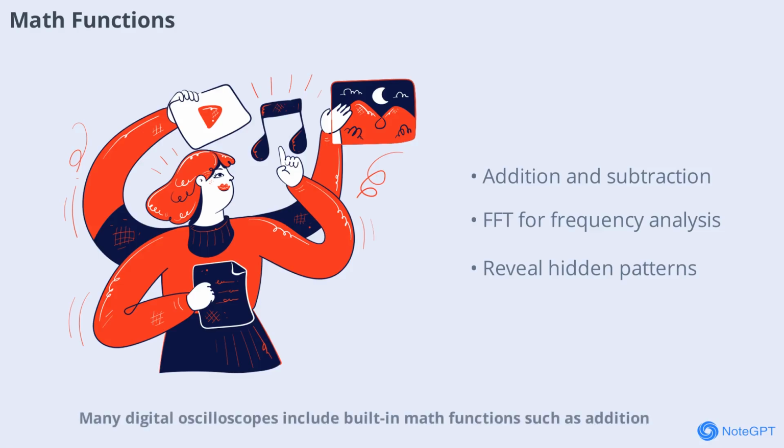Many digital oscilloscopes include built-in math functions such as addition, subtraction, multiplication, and fast Fourier transform (FFT). These tools allow you to analyze signals in new ways, revealing hidden patterns or frequency components. Math functions expand the oscilloscope's capabilities beyond simple waveform viewing, making it a versatile analysis tool.